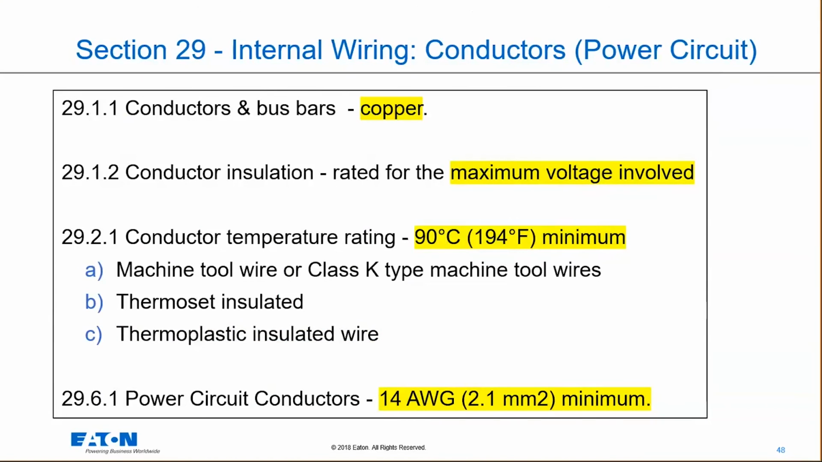These are all the different types of conductors you can use as well: machine tool wire or Class K type machine tool wires, thermoset insulated or thermoplastic insulated wire. Those are the types of wires that can be used. And then finally, when we're talking power circuit conductors, 14 gauge minimum. So make sure you're using 14 gauge minimum in your power circuits. There are some rules for control circuits. They are different, but right now we're just talking about power circuit conductors and what their minimums are.